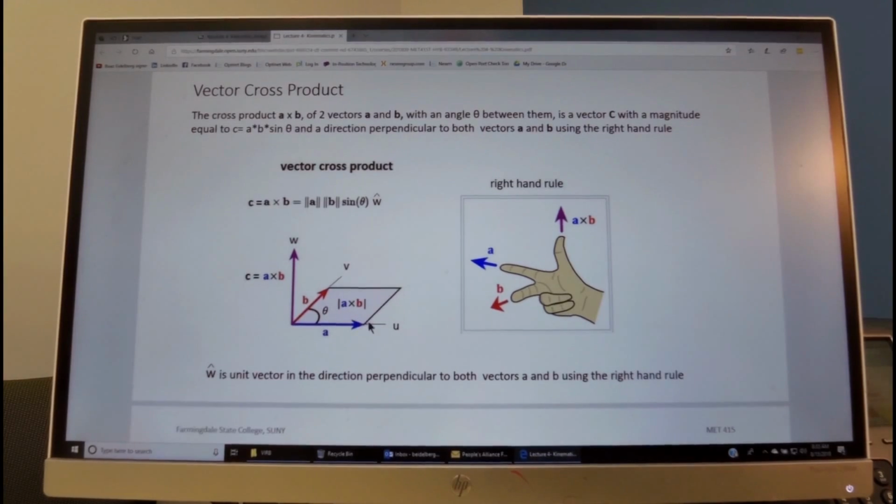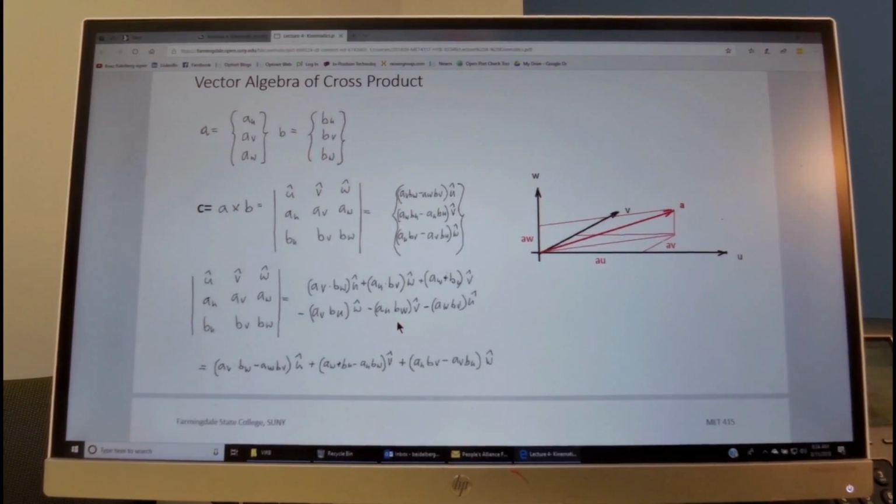So if we have a vector A here along a U coordinate and B along a V coordinate, then A cross B will be in this direction, advancing in a right-hand screw direction, in the direction of W, which is perpendicular to both U and V. When we figure out the numerical values of the components of the cross product, we see over here we have the UVW coordinate system. We have AU, AV, and AW as the components of the vector A.